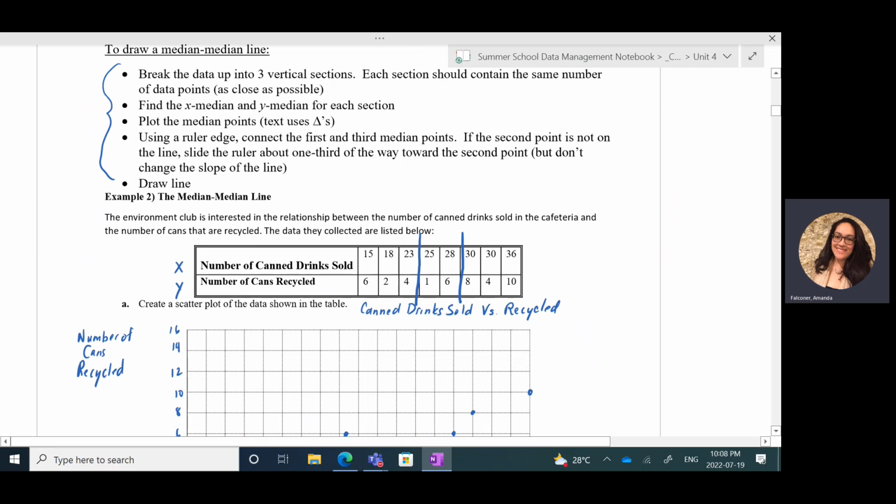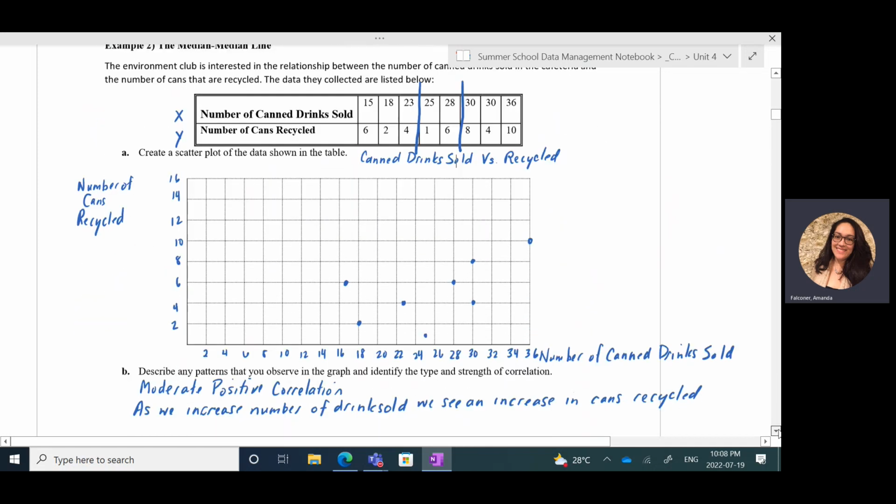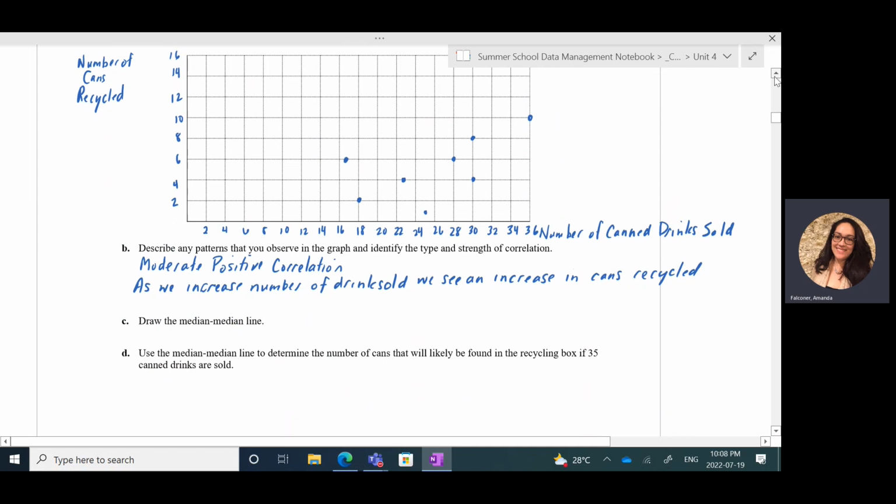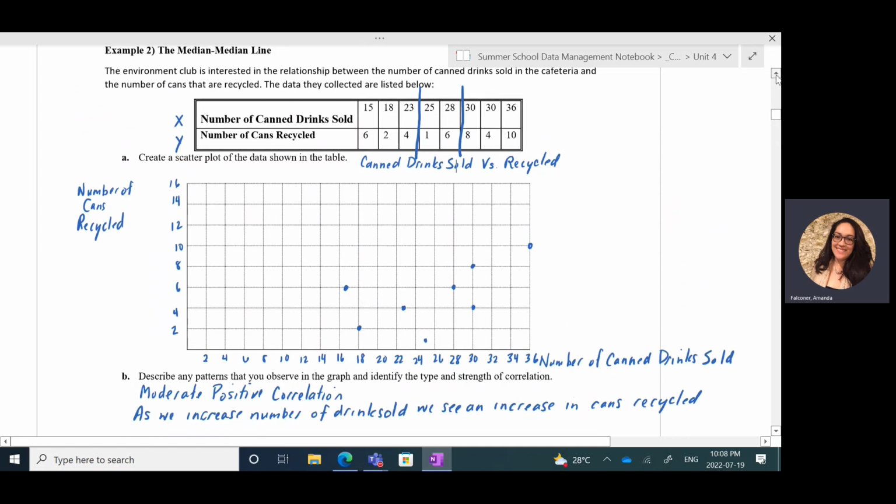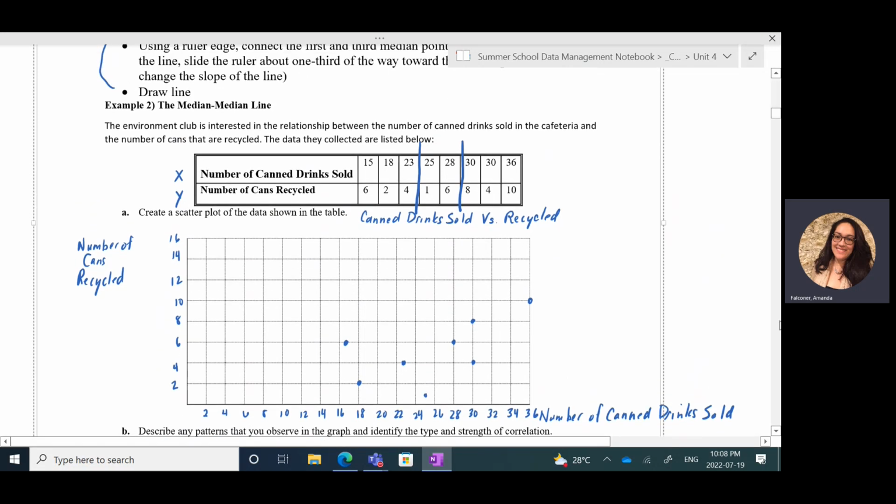We're breaking up the data into 3 vertical sections. Each section should contain the same number of data points or as close to as possible. We're going to find the X median and the Y median for each of these sections. So this would be work that needs to be shown. So I'm going to do that on the side here. Well, maybe I don't have to keep going up and down. Oh yeah, it's right there.